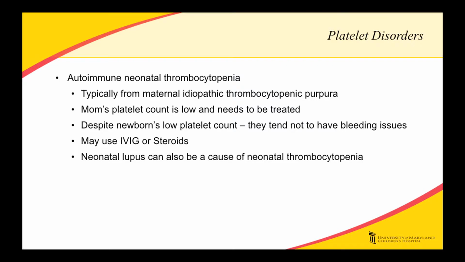The autoimmune neonatal thrombocytopenia, this is usually when mom's platelet count is not normal. So in this scenario, mom's platelet count is low, and she typically needs to be treated. Despite the newborn's platelet count in this situation, these kids actually don't have a lot of bleeding. That's what we clinically see. They can have platelet counts less than 50, and might have some bruising or petechiae, but they don't tend to have a lot of bleeding risk. So it's the same therapy, IVIG, but we tend not to be as aggressive with transfusion, and they don't seem to bleed as much as the patients with alloimmune.